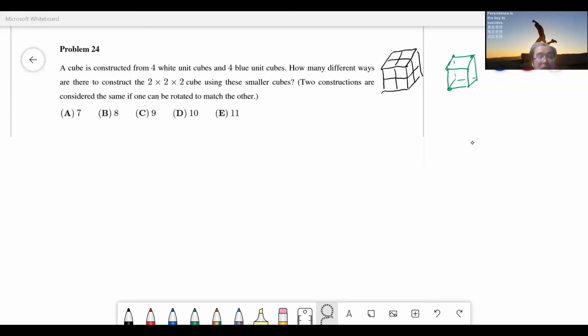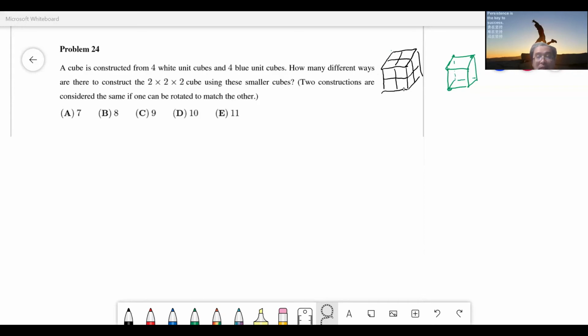Question number 24. A cube is constructed from 4 white unit cubes and 4 blue unit cubes. How many different ways are there to construct the 2 by 2 by 2 cube using these smaller cubes? Two constructions are considered the same if one can be rotated to match the other, right?